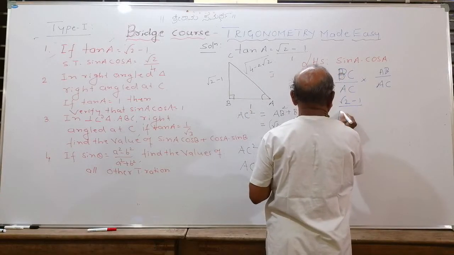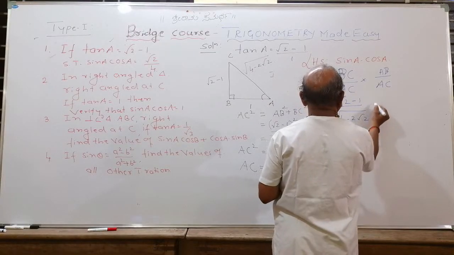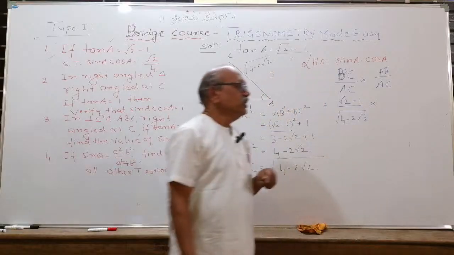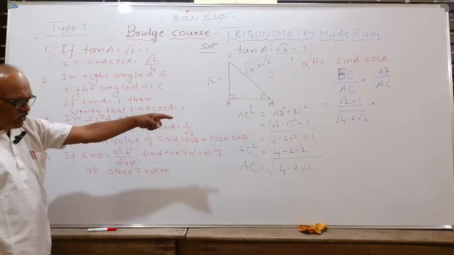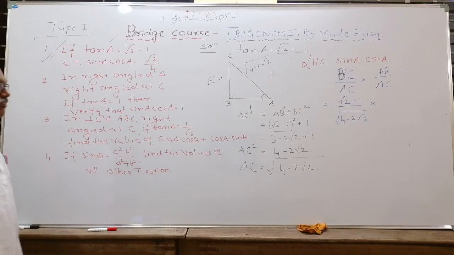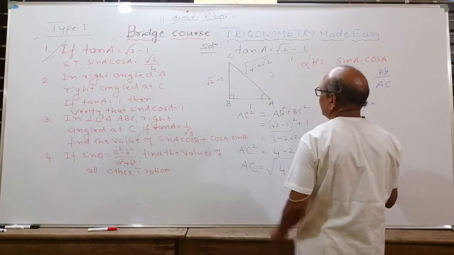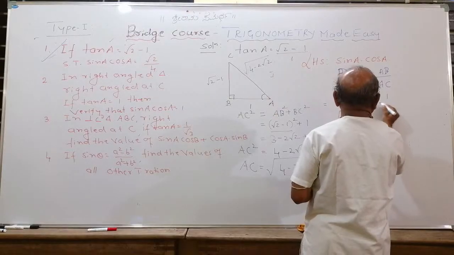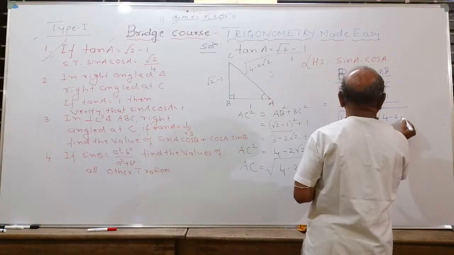You got it as a root of 4 minus 2 root 2. You studied the number system in 9th standard, how to handle the surds. Many students are weak in this area. Therefore, I have chosen this problem. 4 minus 2 root 2, into what is the AB length? AB length is 1 divided by root of 4 minus 2 root 2.